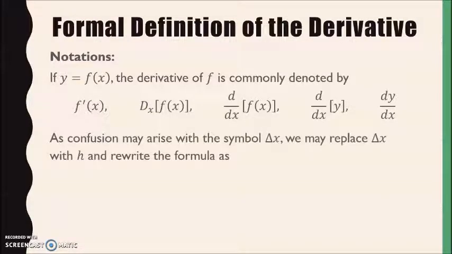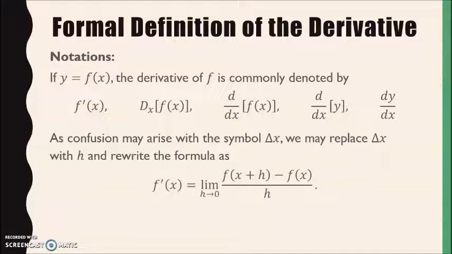As confusion may arise with the symbol delta x, we may replace delta x with h and rewrite the formula as f prime of x equals the limit of f of x plus h minus f of x all over h as h approaches 0. So we will be using this formula for us to find the derivative of certain functions.